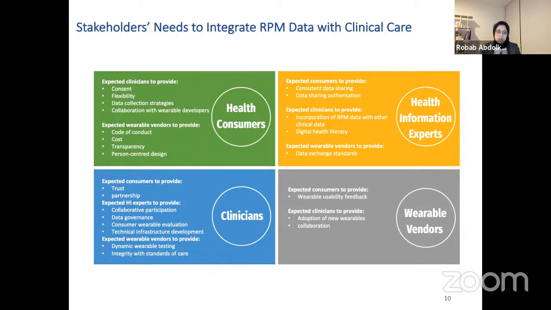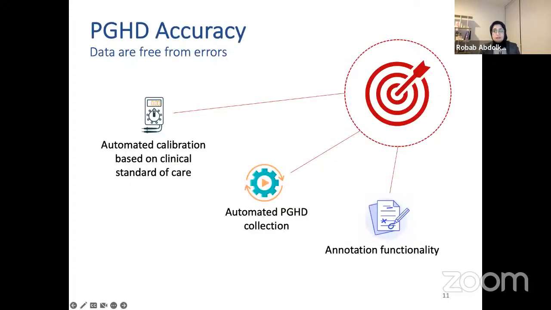Now let's move on to the data quality dimensions. We're going to explain the 7 dimensions, what we found as challenges, and what the guideline would suggest. I'm starting with accuracy. It's defined in this project as when data are free from errors.